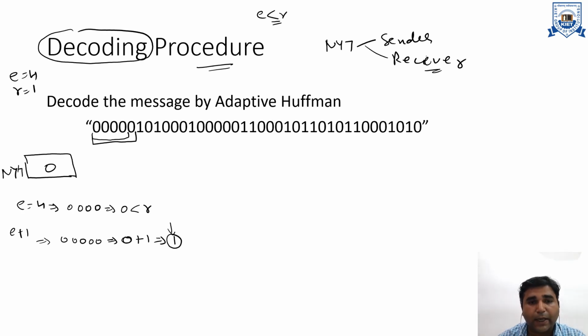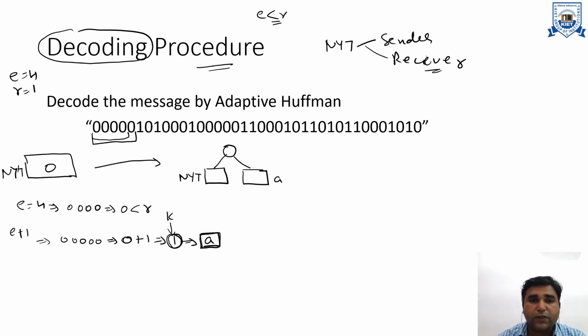So this 1 is actually the value of k, and as per the alphabet dictionary, position 1 stands for the alphabet A. So we get the first symbol, that is A. Now we have to update our tree as per the NYT node. The NYT node creates a node, NYT joins on the left-hand side, and symbol A joins on the right-hand side having weight 1. The weight of NYT is always 0, and 0 plus 1 is 1.